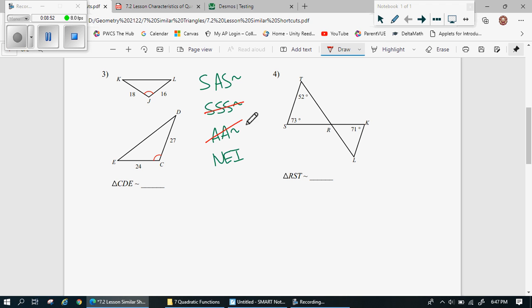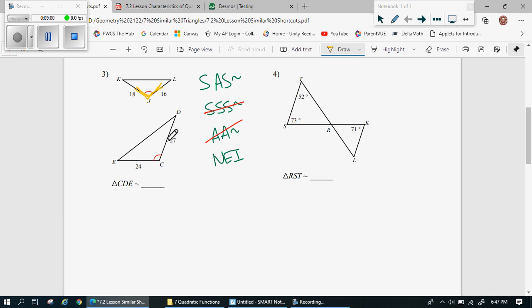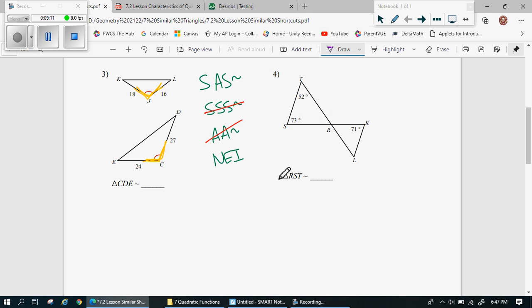In order to be side, angle, side, the angle has to be between the sides. Angle J is between these 2 sides. Angle C is between those 2 sides. So far we're on the path to side, angle, side. And then the other thing that has to be true is the corresponding sides have to make the same fraction. So if I take the smallest side 16 in this triangle and I divide it by the smallest side 24, and then the bigger side 18 divided by the bigger side 27, I need to check to make sure those are the same fraction. If they are, then we have side, angle, side.